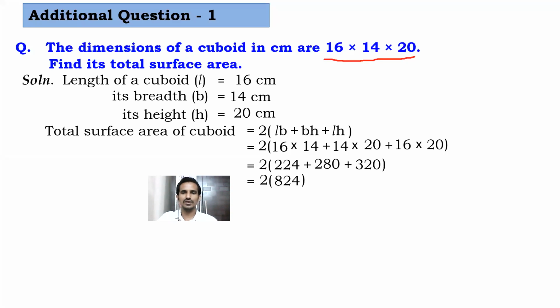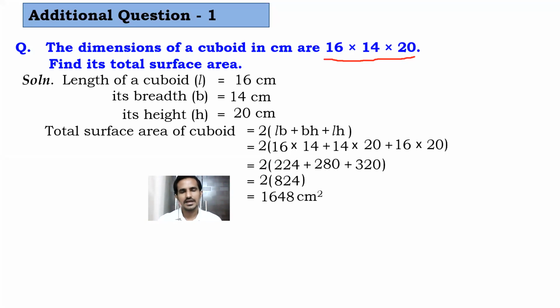So 224 plus 280 plus 320, the addition is 824, and when we multiply by 2, which is again easy, we just double everything, so 1648. And since this is area, it should be in centimeter square. Remember, the units are very important.